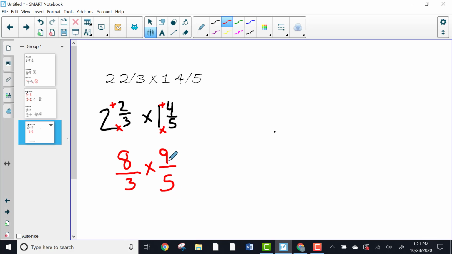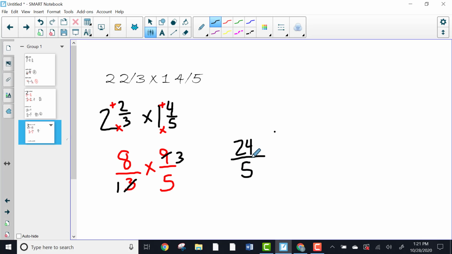So I can cross simplify my 9 and my 3. I can see that both of those can be divided by 3. So 3 divided by 3 is 1. 9 divided by 3 is 3. Now I can just multiply. 8 times 3 is going to give me 24. 1 times 5 is going to give me 5.